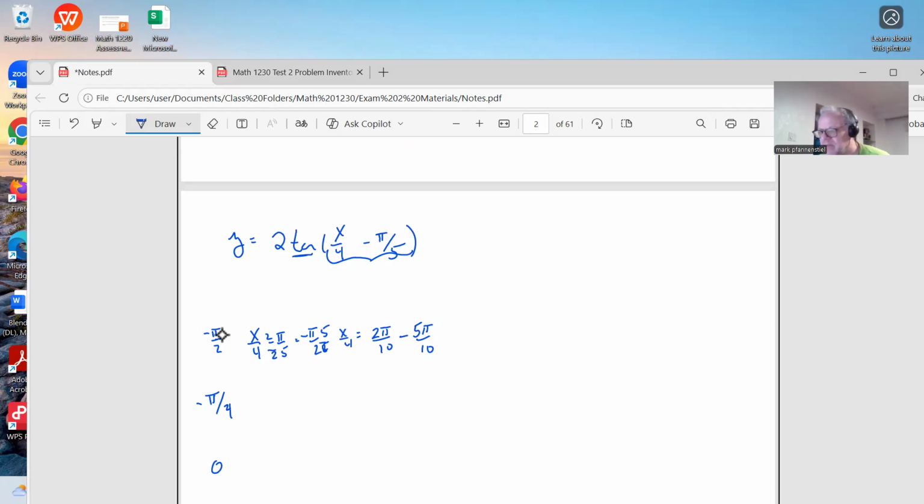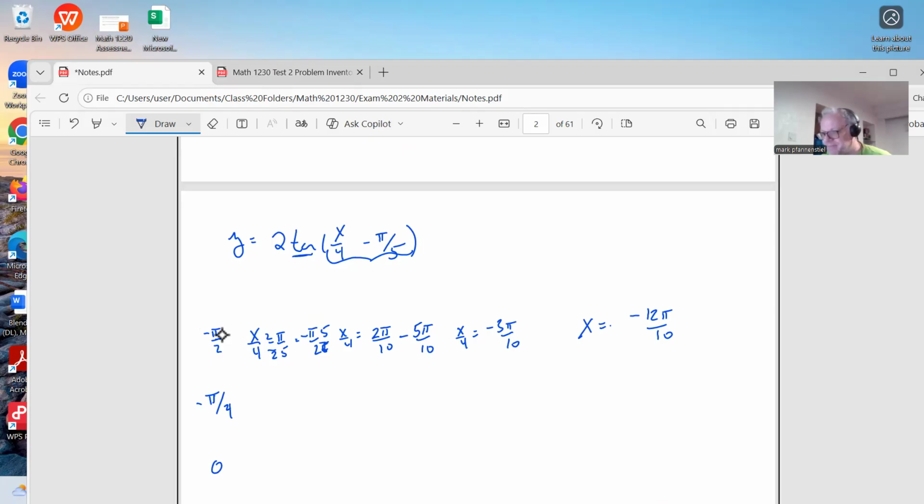That's 5 times 2, rather. So it looks like we have 2 minus 5. That's going to be x over 4 is equal to negative 3 pi over 10. Let's multiply both sides by 4, and we'll have x is equal to negative 12 pi over 10. All right, let's see what the next one brings.